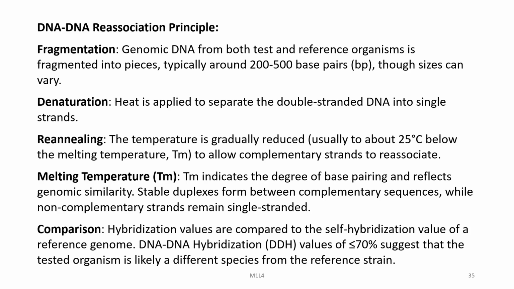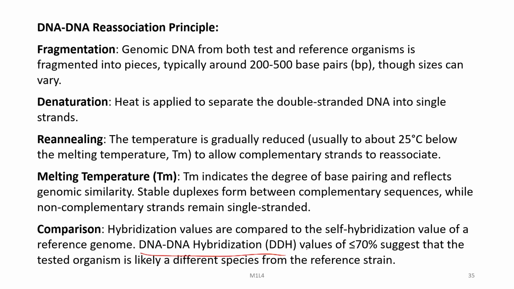The temperature is gradually reduced, usually to about 25 degrees centigrade below the melting temperature, to allow complementary strands to reassociate. The melting temperature indicates the degree of base pairing and reflects genomic similarity. Stable duplexes form between complementary sequences, while non-complementary strands remain single-stranded. Then we go for the comparison step, where hybridization values are compared to the self-hybridization values of a reference genome.